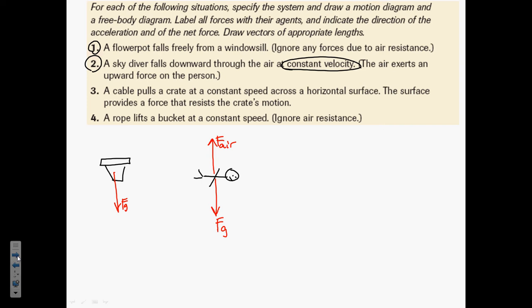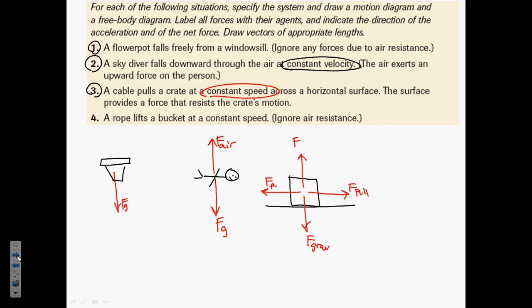Number three, a cable's pulling a crate at a constant speed. So here's my crate. I'm pulling this with a force of pull. And then again, constant speed. That means that there's friction. Remember, there's also gravity pulling down on this thing. And then there's another force that you'll be introduced to a little bit later called the normal force. The normal force is a supporting force provided by the surface that you're resting on. It's always at a right angle to the surface.